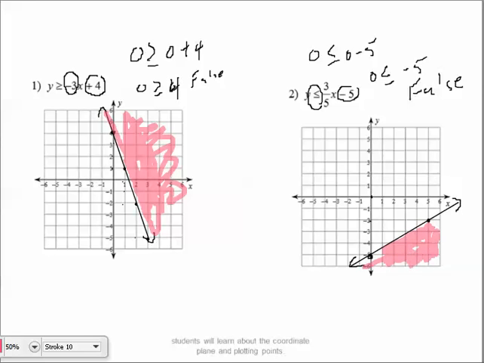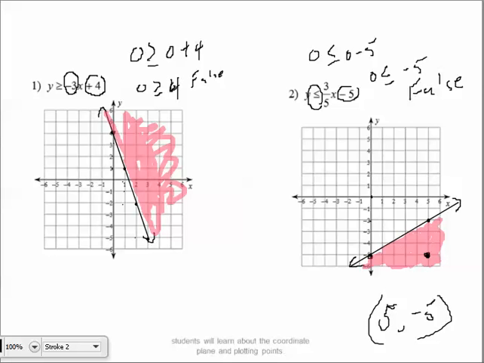Now, what does this shaded area actually mean? It means that any point within that shaded area would be considered a solution to this problem. It's not just one point, it's any points in there. Let me give you an example. This point right there is at positive 5, comma, negative 5. Those are the x and y coordinates.